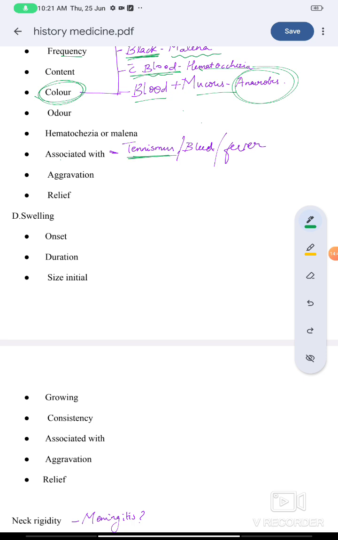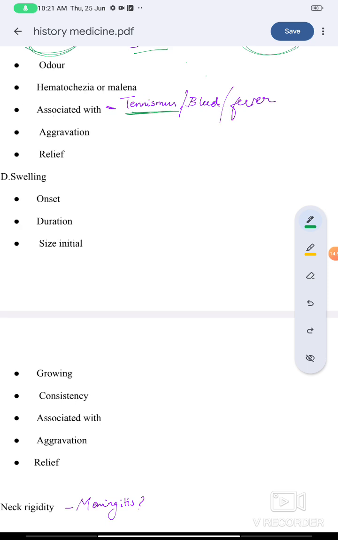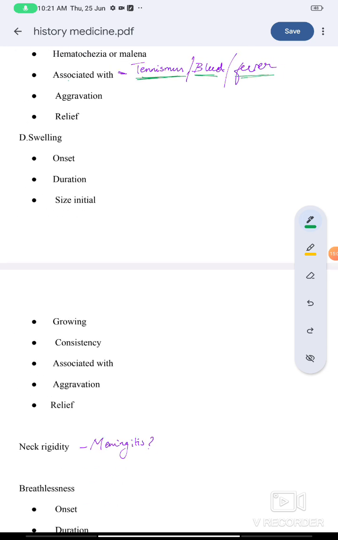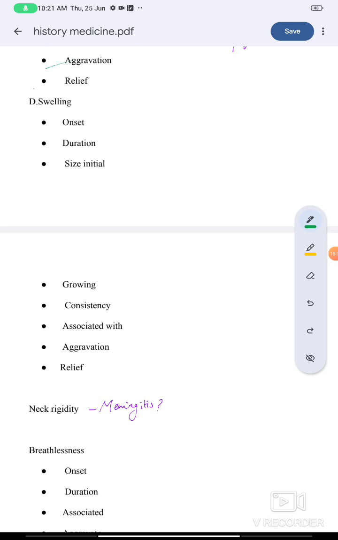Associated with tenesmus. Tenesmus means excessive contraction of the lower part of the abdomen during defecation, means whenever the patient is passing stool, there is excessive abdominal pain and a feeling of contraction associated with tenesmus, bleeding, fever. Fever is again important in cases of typhoid. Then presence of any aggravation or relieving factors. For example, if there is aggravation by dairy products, then it points out towards lactose intolerance. Okay, so that is again an important factor.